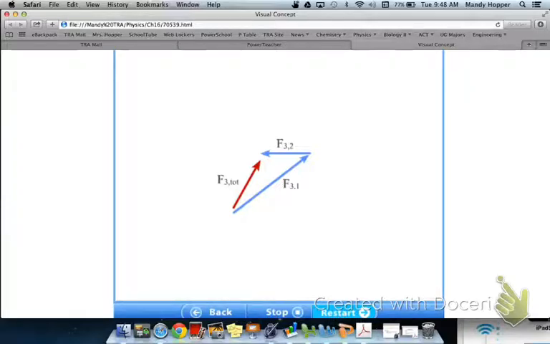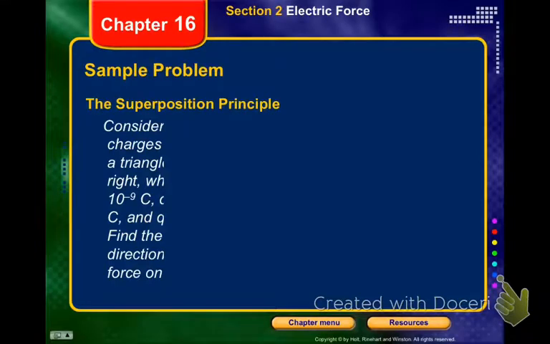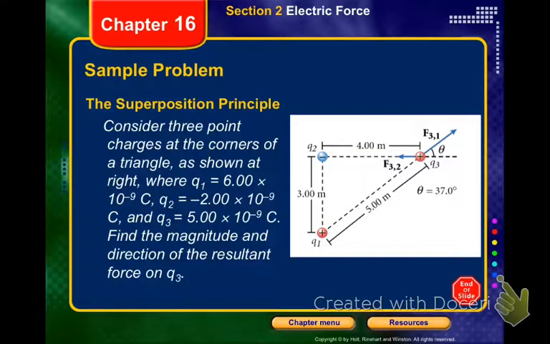Okay, so what we're going to look at is we're going to know the actual charges of Q1, Q2, Q3, and then we're going to figure out what the resultant force is if you have all three of those charges acting on each other. So here's the problem. Make sure you write down the charges for Q1, Q2, and Q3. And then we're going to work with this superposition principle, and we're going to figure out the magnitude of the total force, as far as a resultant force goes.